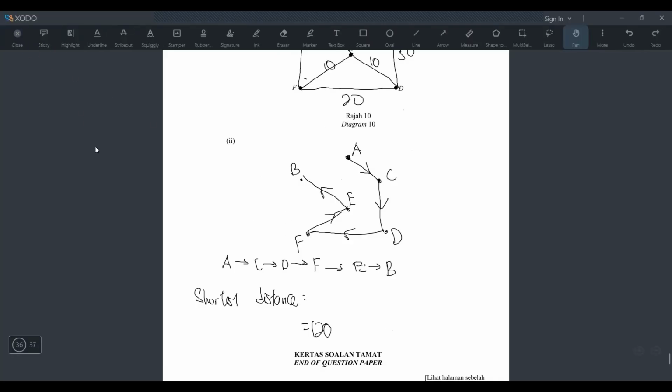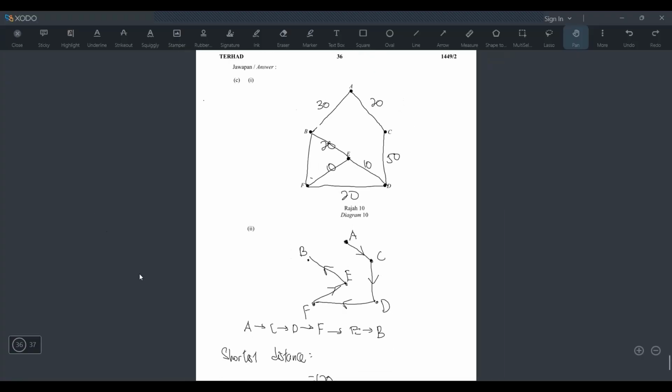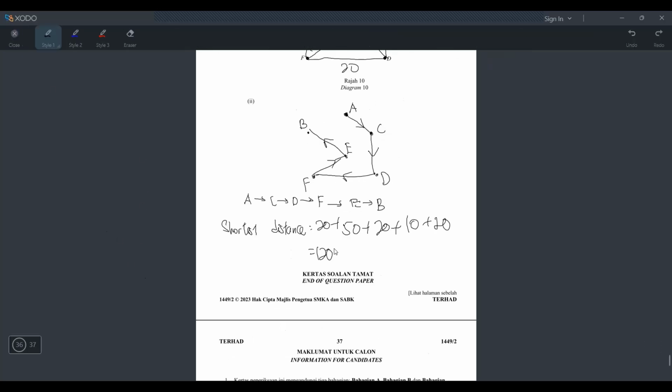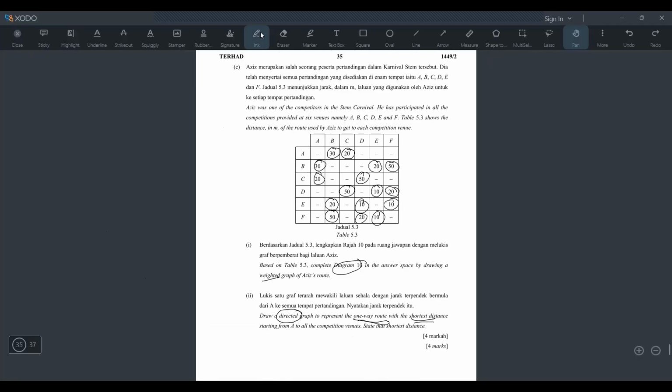So we have to write down all the values. A to C first, how much is the distance? 20, and then plus C to D, 50, and then D to F, 20, and then F to E, 10, and then plus 20. If I press this, I should get 120. Let's try: 70, 90, 120. Yeah. And then I think it's meters. So let's check, is it meters? Yeah, meters.